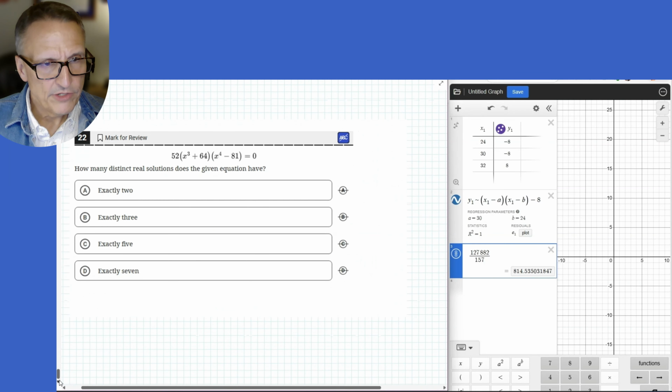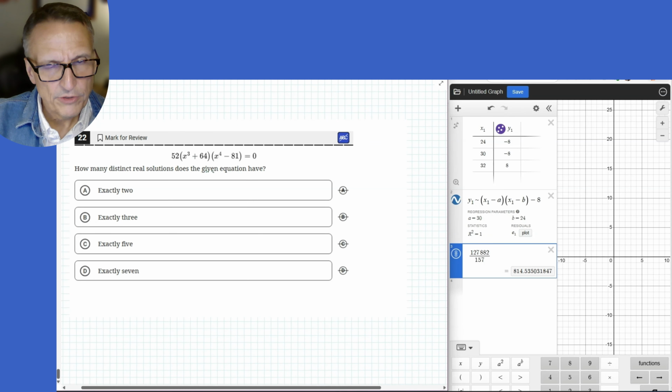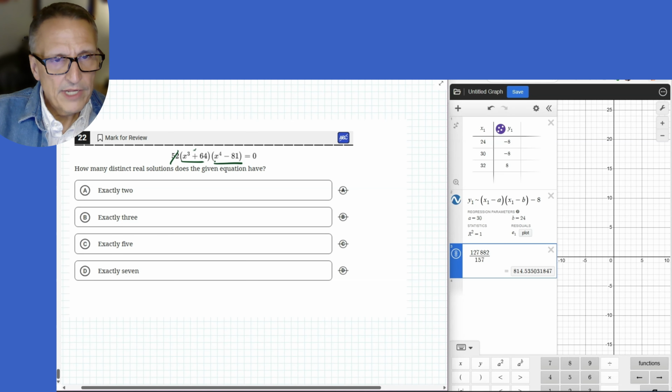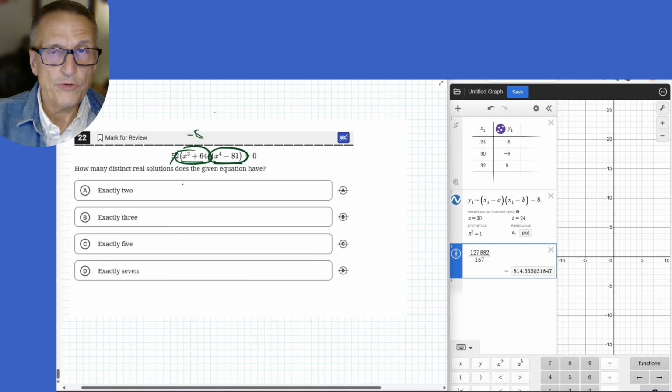And then number 22, it says, how many distinct real solutions does this equation have? Well, I can divide both sides by 52. When I do that, I would set each of these factors equal to 0. When I set that one equal to 0, I get only one solution, and that would be a negative 8. But when I set this equal to 0, I am going to get two real solutions. It should be a positive 3 and a negative 3.